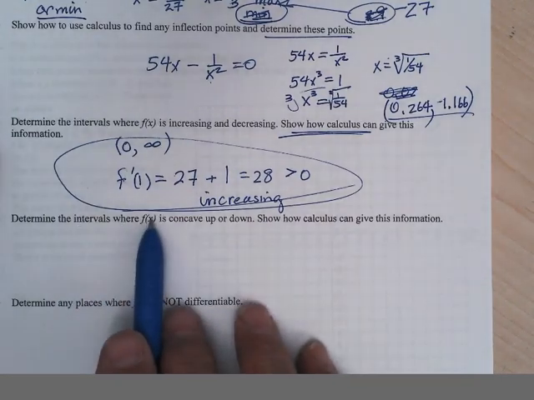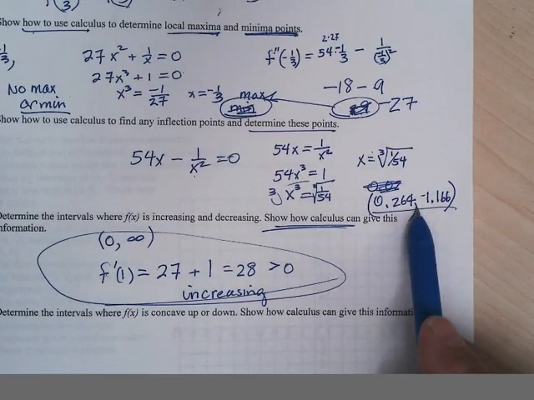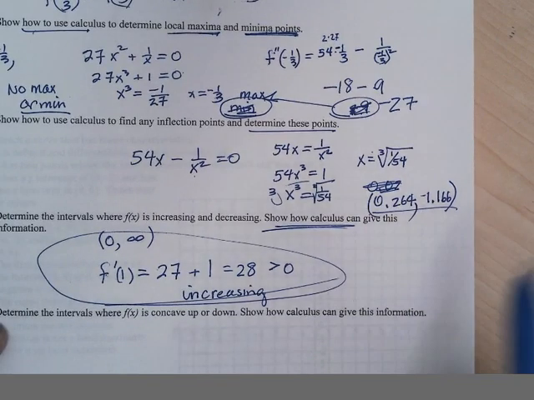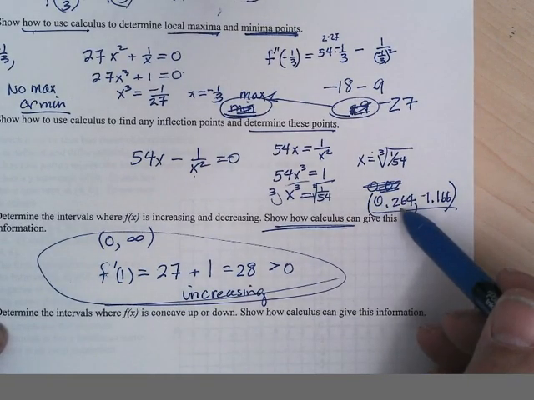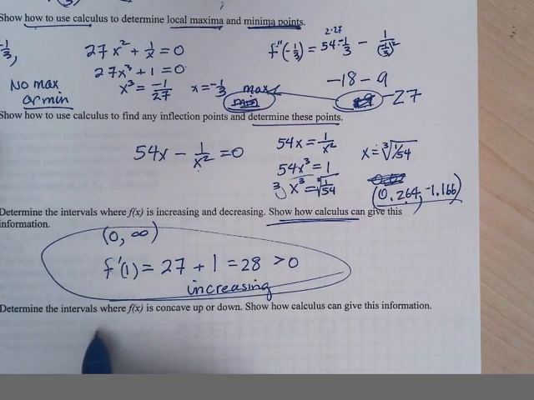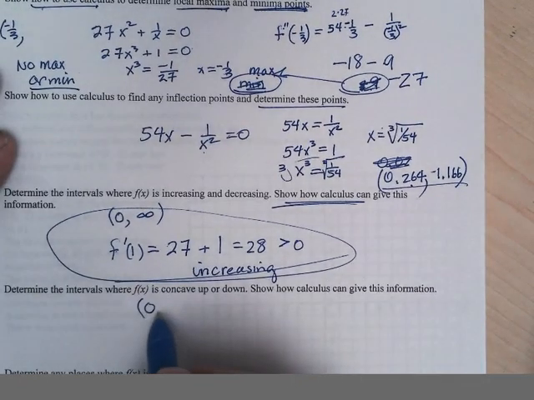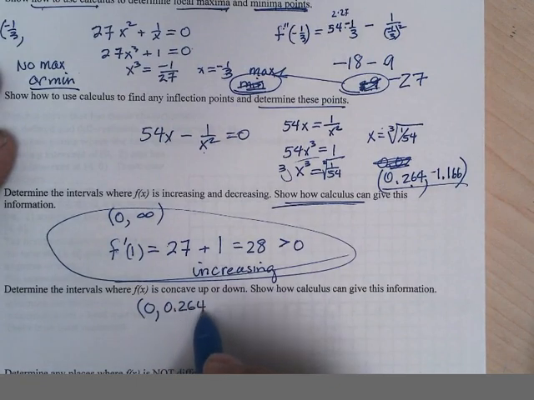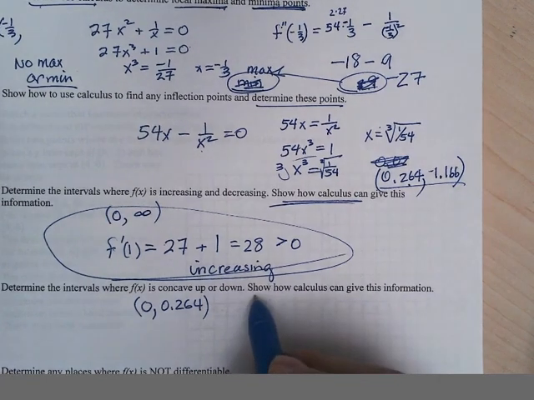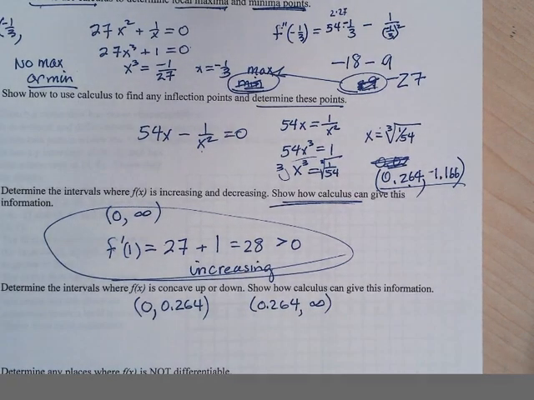Determine the interval where f of x is concave up or down. Well, we have the inflection point, and we know that's where the curvature is changing, because that's when it's equal to 0. So from the graph we saw, we can go from 0, but not including 0, up to 0.264. And then from 0.264, this is where it changes, and beyond, it's curved the other way.